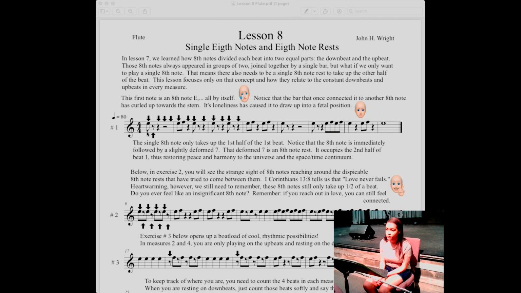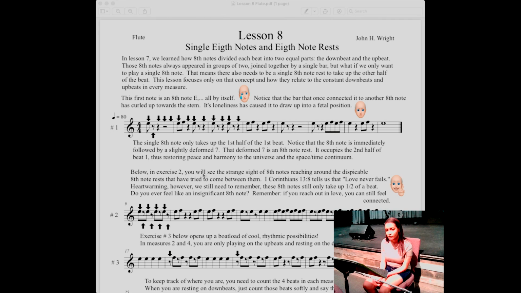So we've got this eighth note on the downbeat, and then we have an eighth note rest on the upbeat, this little small eighth note rest, and it looks like a deformed seven. The single eighth note only takes up the first half of the first beat. Notice that the eighth note is immediately followed by a slightly deformed seven. This deformed seven is an eighth note rest. It occupies the second half of beat one. So here's the first half of beat one, and there's the second half of beat one, thus restoring peace and harmony to the universe and the space-time continuum.